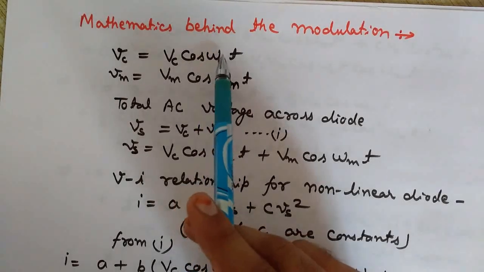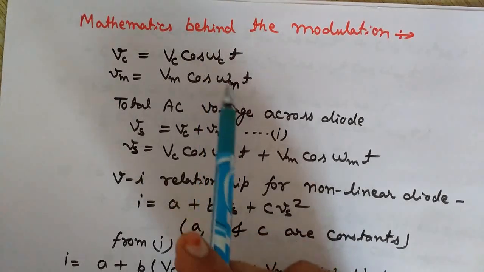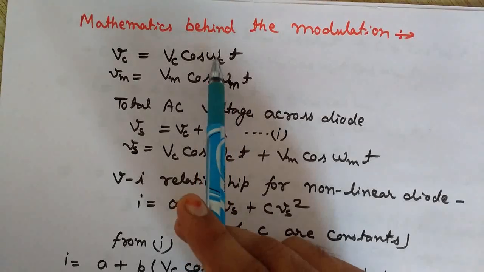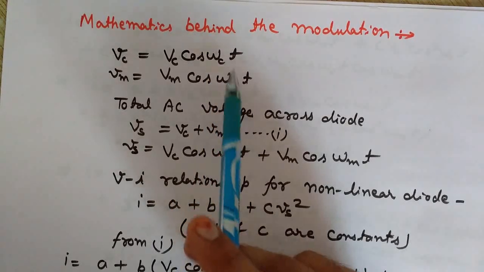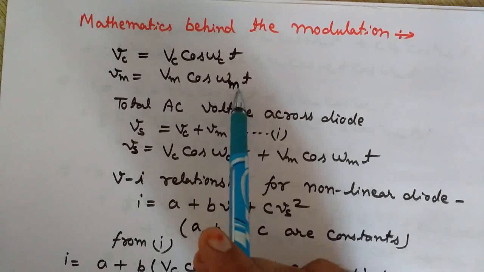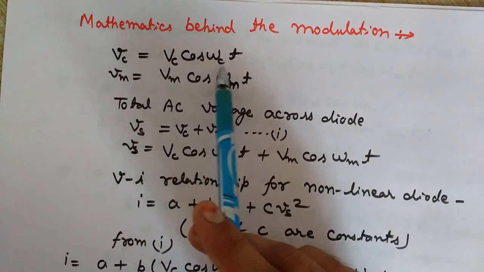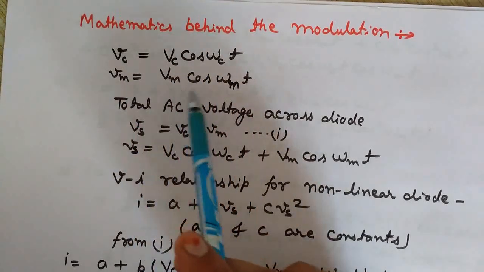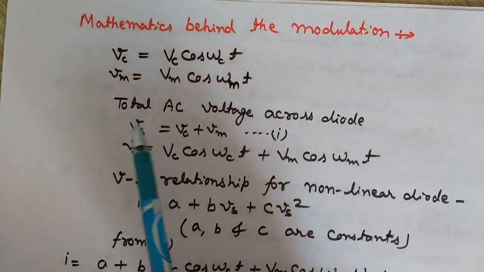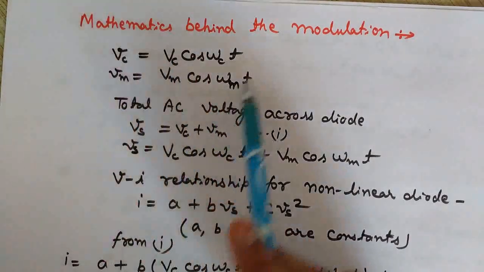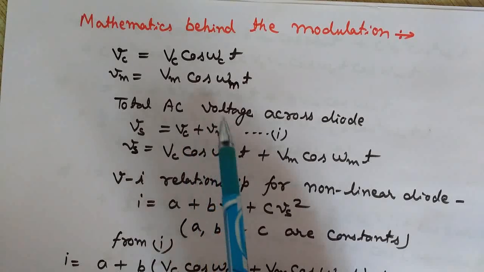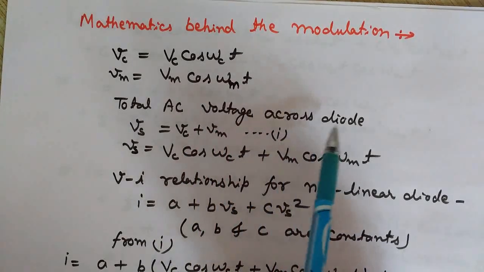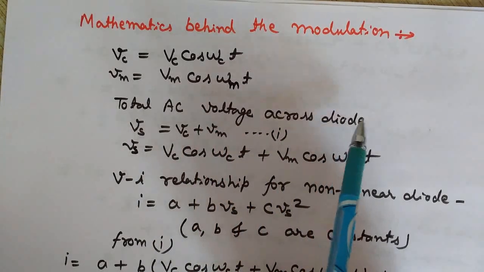As you can see here, omega c and omega m are different frequencies: omega c for carrier, and omega m for modulating signal. These are angular frequencies. So Vc is Vc cos omega ct and Vm is Vm cos omega mt, and this combination of voltages is applied to the nonlinear device, the diode here.